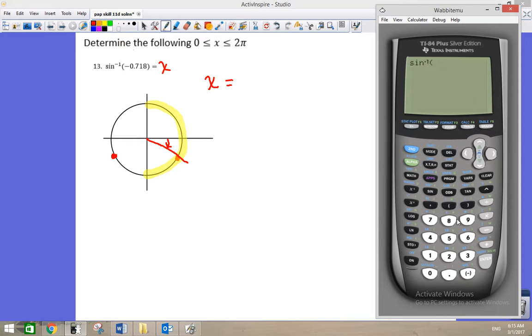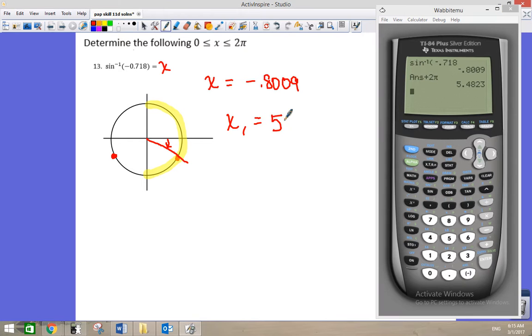So second sine of -0.718 gives me an angle in radians. And if I add 2 pi to that, it'll be coterminal, and it'll be bigger than 0. Oops, let's get my 2 in there. So I claim that 5.4823 is one solution.